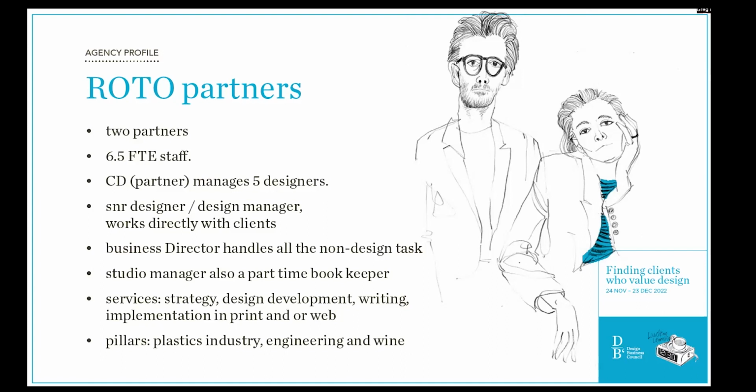They have what we term pillars. So these are the areas that they've identified they have a level of expertise and knowledge. One is the plastics industry, the other is engineering businesses, and the third is in the wine industry. So very diverse pillars that ensure their business is going to be profitable.